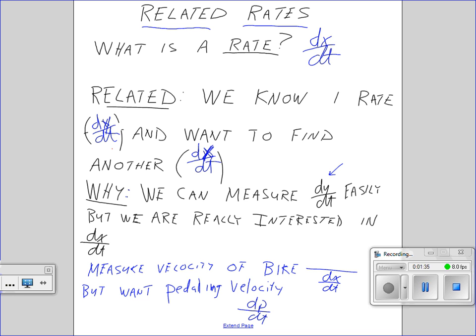What might that correspond to? Here's an example. Maybe you can measure the velocity of a bike, dx dt. You can measure how the bike is rolling, but maybe you're more interested in the pedaling velocity, in order to figure out how many calories you're burning. You're more interested in dp dt, but you can easily measure dx dt. So that's what these problems are all about.